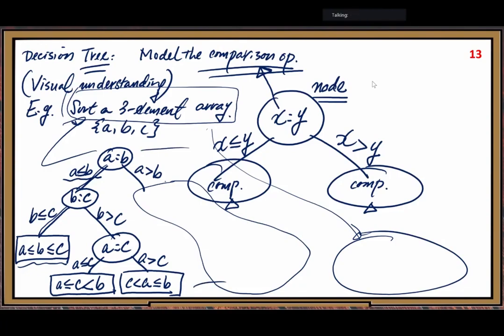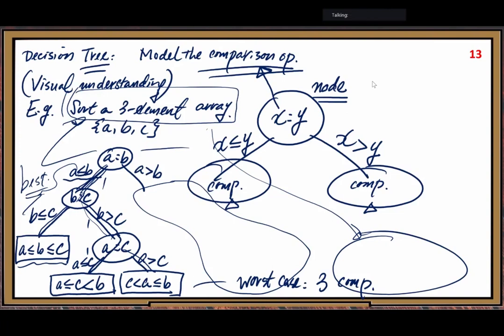Worst case, you need 3 comparisons, right? 3 comparisons. So this path corresponds to the worst case. Each edge represents 1 comparison. So these paths have 3 edges, but this path has 2 edges. So that's the best case. So worst case corresponds to the longest path.